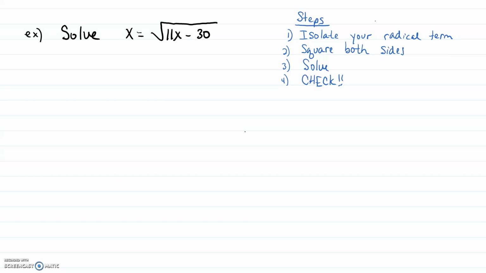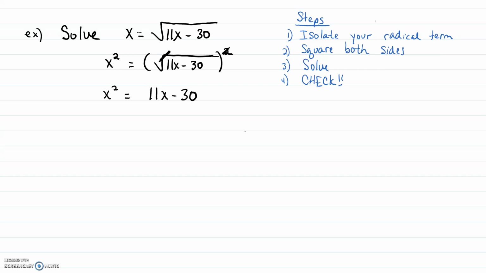Step 2, we want to square both sides. So we're going to have x squared equals, and then square the right-hand side. And when you do that, the exponent and the radical are going to cancel out for you, leaving you with x squared equals 11x minus 30. After you square both sides, then you're going to solve.